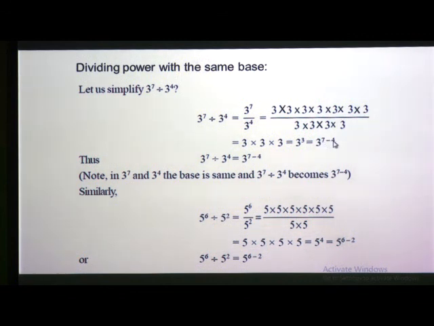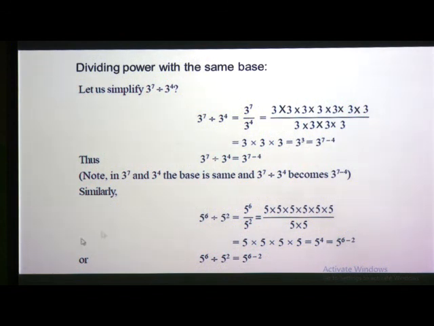because I told the formula that when it is a division and the bases are the same, the exponents should be subtracted. So, what we are doing here? We are doing subtraction, that is 7 minus 4, which is always 3 to the power 3, or 3 raised to 3.